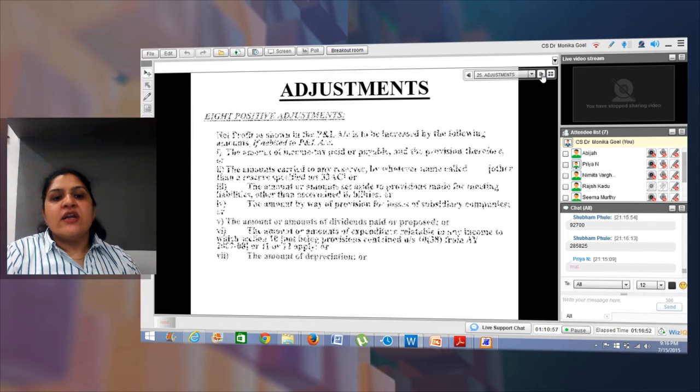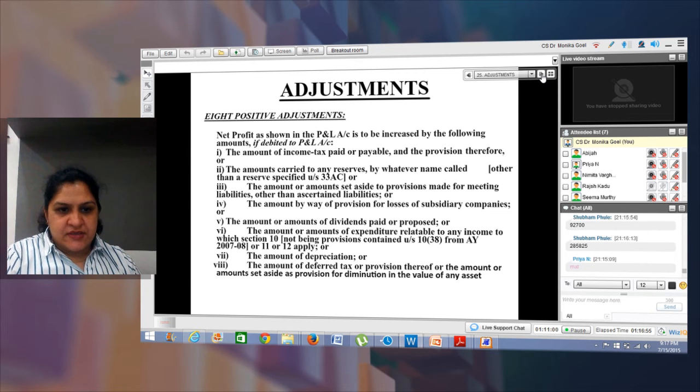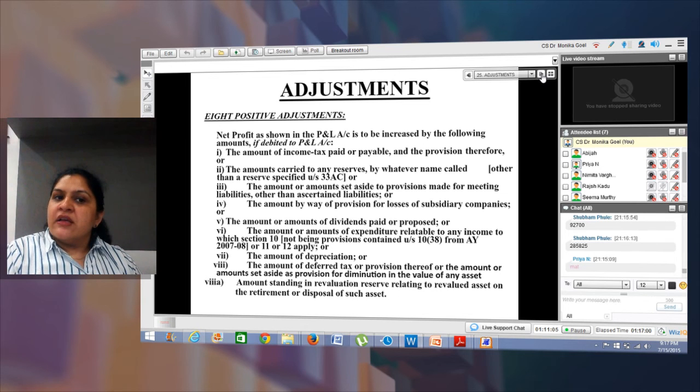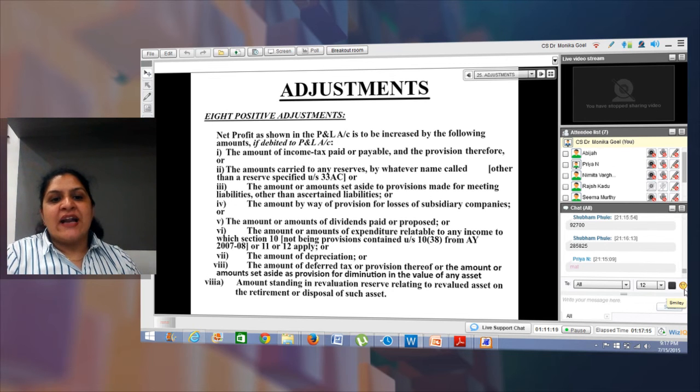What are these 8 positive adjustments? You will pick up the net profit as per profit and loss account, and to that you will add the amount of income tax paid or payable and any provision therefore. You will add the provision for income tax, you will add the amount of income tax which has been paid, or in case it is income tax payable which has been debited to the profit and loss account, you will add it back. Right? If it has been debited to the profit and loss account, you will add it back.